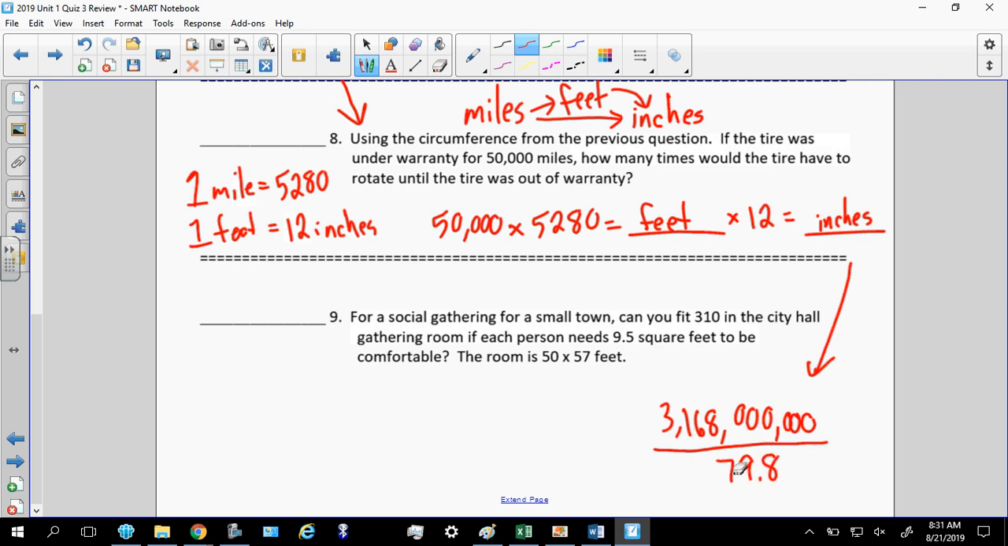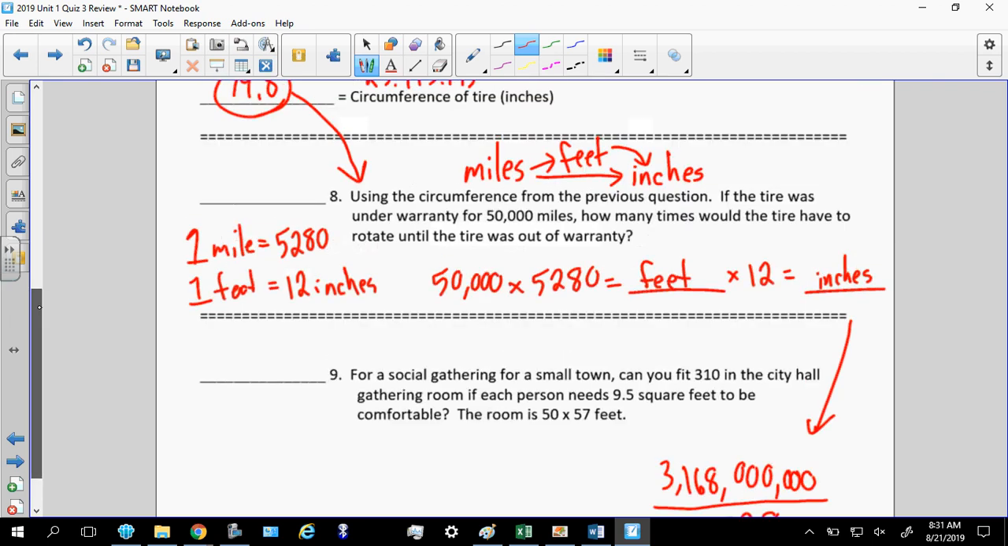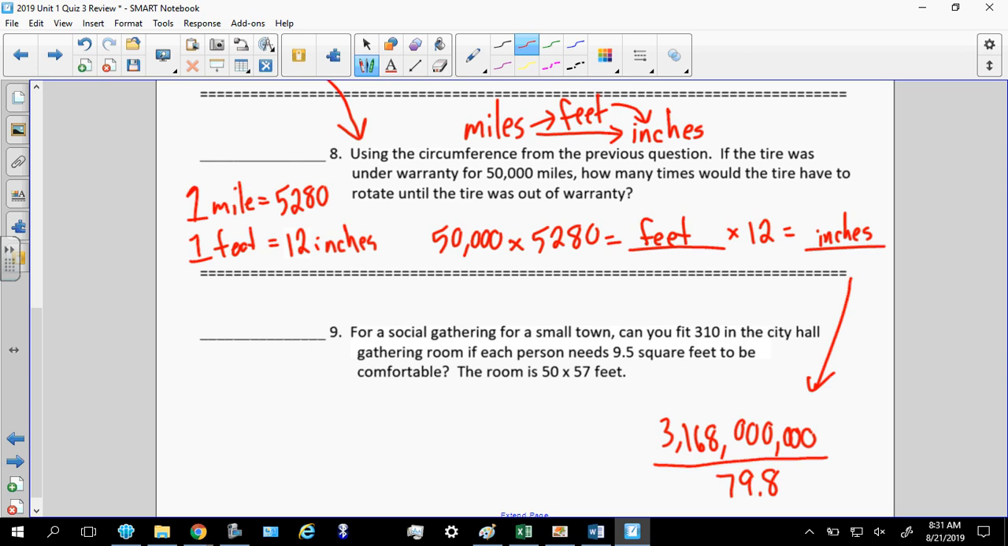When I do that, the tire, remember, going back to the wheels on the bus go around and around, would have to go 39,699,248 times in order to go 50,000 miles. So again, wheels on the bus go around and around. They're going around and around 39 million times.